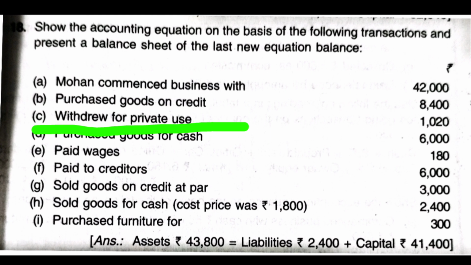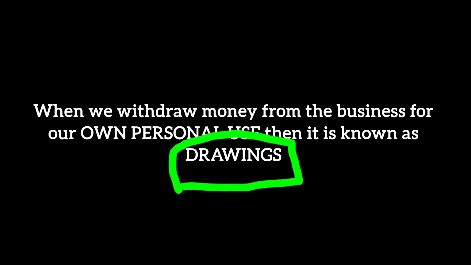This means the owner, Mr. Mohan, who has started the business, is now withdrawing money not for business purposes. He is withdrawing money for his own private use. When we withdraw money from the business for our own personal use, that sum of money is known as our drawings. It is not an expense of the business, but that amount is known as drawings.